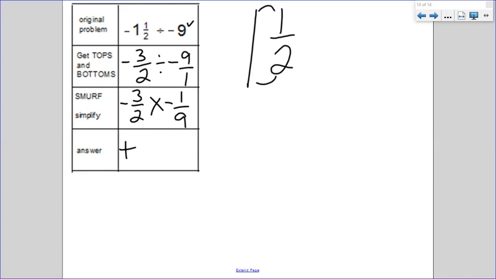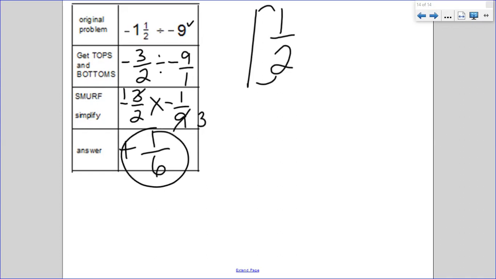So 3 and 9 can be reduced here. And my greatest common factor is 3. So 3 goes into 3 one time, cross it out and put a 1. 3 goes into 9 3 times. Now I need to multiply the numerators and the denominators. So 1 times 1 is 1, and 2 times 3 is 6.